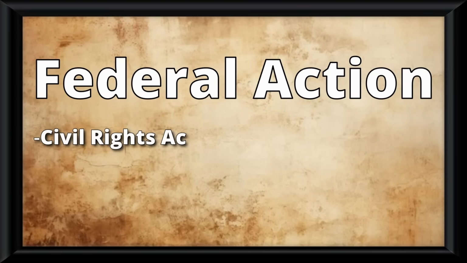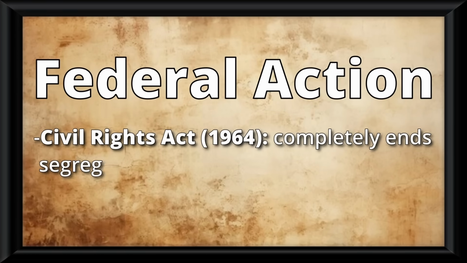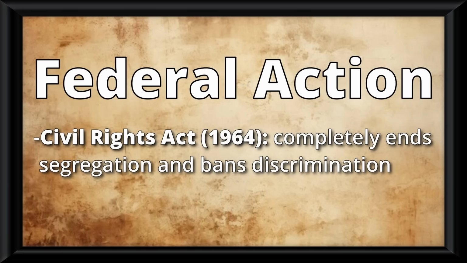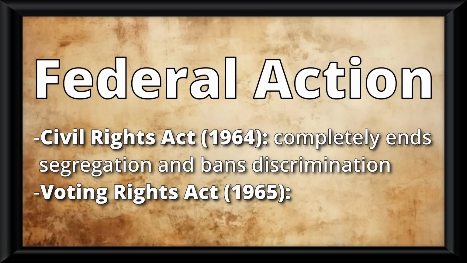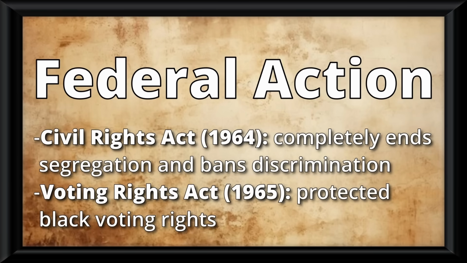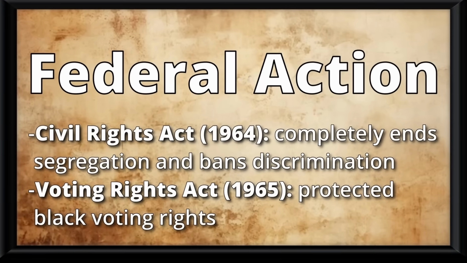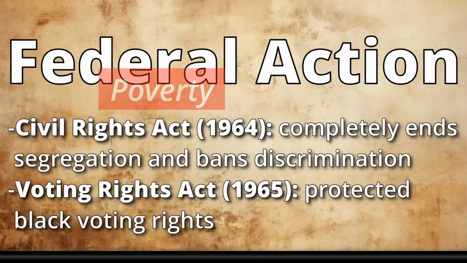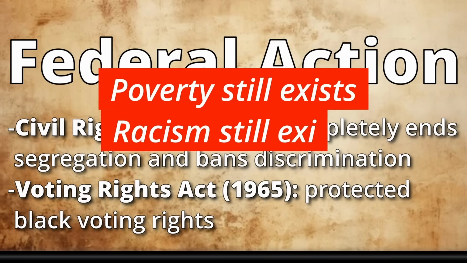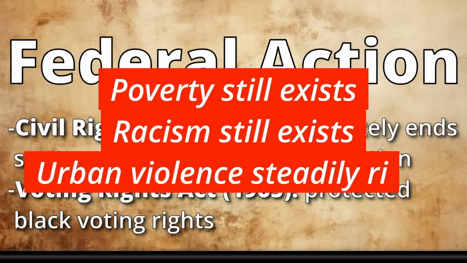The 1964 Civil Rights Act is passed, which completely ends segregation and bans discrimination. The Voting Rights Act is also passed, which protected black voting rights. And also, the other two branches of government do a few things as well. Here is the issue though, because even if the federal government passed all these laws, poverty still exists, racism still exists, and urban violence actually steadily rises.